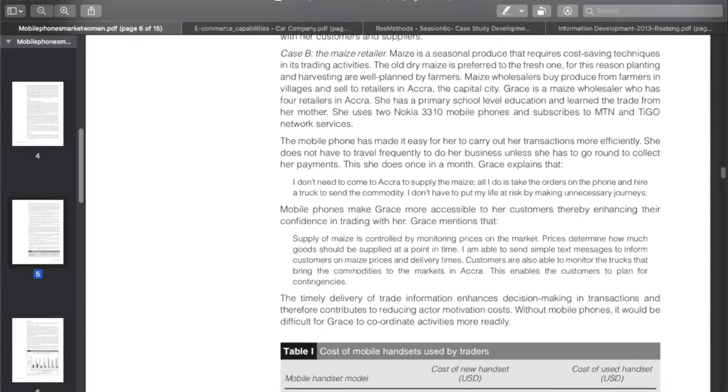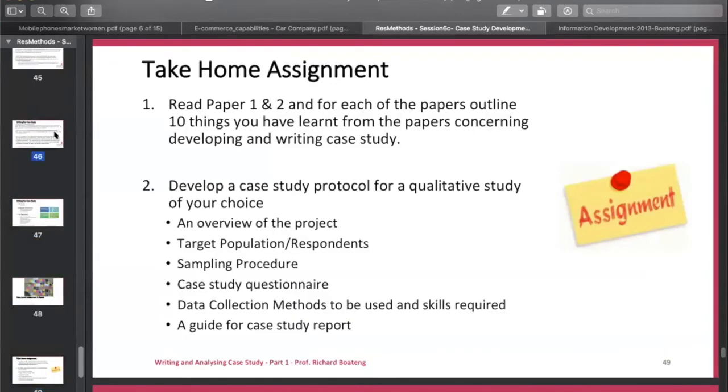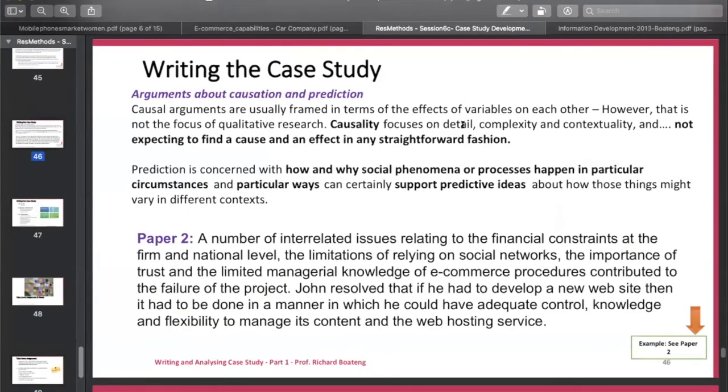Exactly. So you have to know that at a particular time A, the viewpoint was this, and at a particular point B, the viewpoint could have changed. What about the context change? What variables changed to make the viewpoint change? Before we point out causality in a qualitative study, it is not about A equals B, and it is the same thing with reliability. Please, let me show you something on my slide right now. When we are talking about causal arguments, look at what it's not. It focuses on detail, complexity, and contextuality, not expecting to find cause and effect in a straightforward fashion. I hope you understand me. Yes. So that's it.